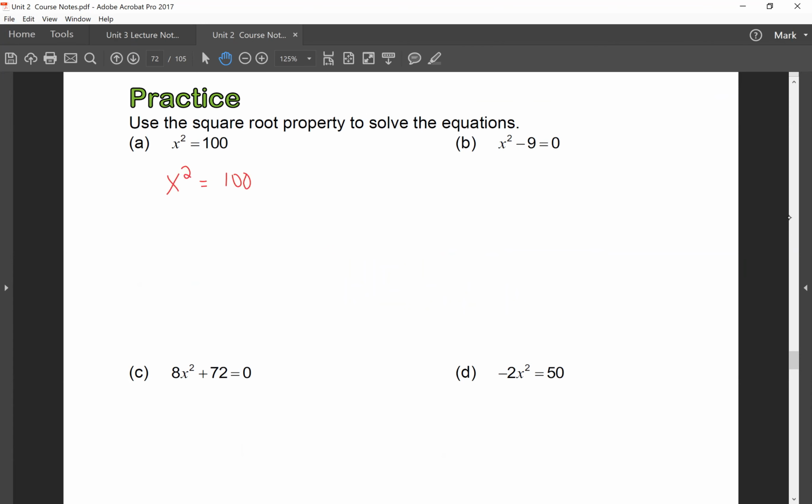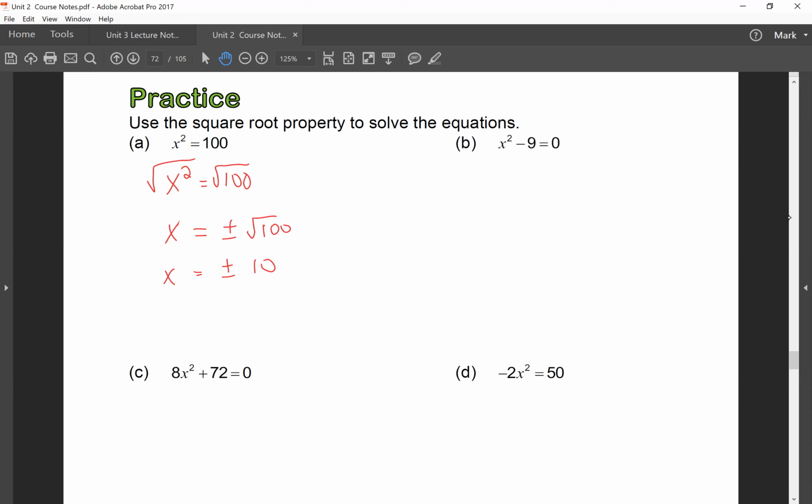I'm just going to write it again. What I'm going to do is take the square root of both sides. Now, what that means is the x squared turns into an x. But what I'm going to get here is plus or minus the square root of 100. And if you put the square root of 100 in on your calculator, you will get 10.